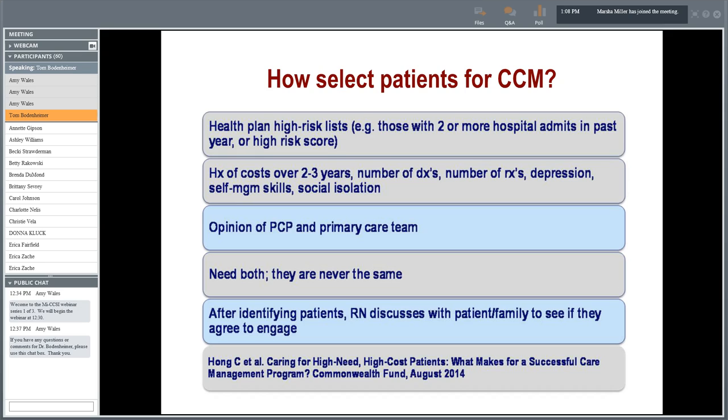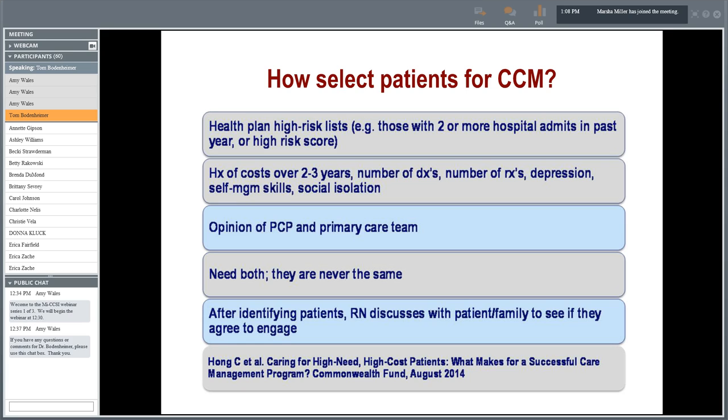And I'm sure that the health plans in Michigan, just as they do in California, make these high-risk lists of people whom they want to have complex care management. Sometimes it's people with two or more hospital admits in the past year, or they have their different risk scores, which I'm sure you're familiar with, number of diagnoses, number of prescriptions. But a really important one is depression and whether people have self-management skills. Some of you might use the PAM, the patient activation measure, to give a sense of whether they have self-management skills to help figure out whether they need this.